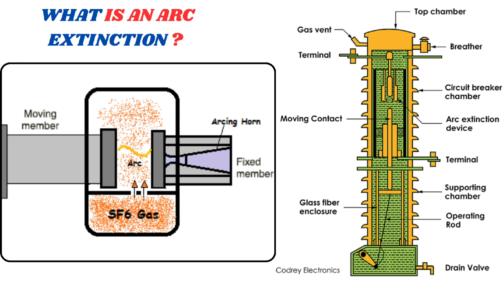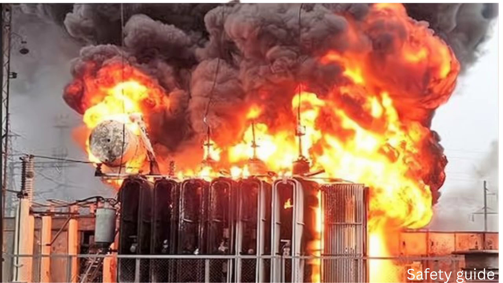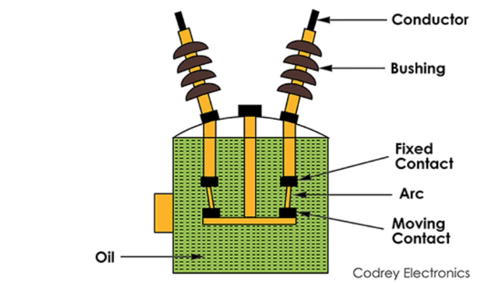Arc extinction is a critical function of circuit breakers, as it enables them to safely and reliably interrupt electrical circuits. The importance of arc extinction in circuit breakers cannot be overstated. If an arc is not extinguished properly, it can lead to a range of problems, including overheating, equipment damage, and even electrical fires. Arc extinction is essential for ensuring the safe and reliable operation of circuit breakers.